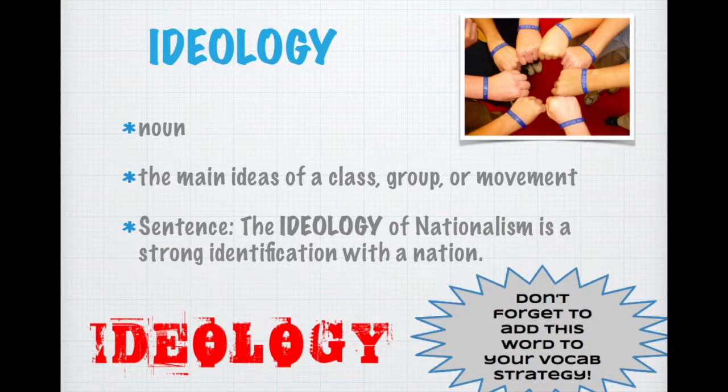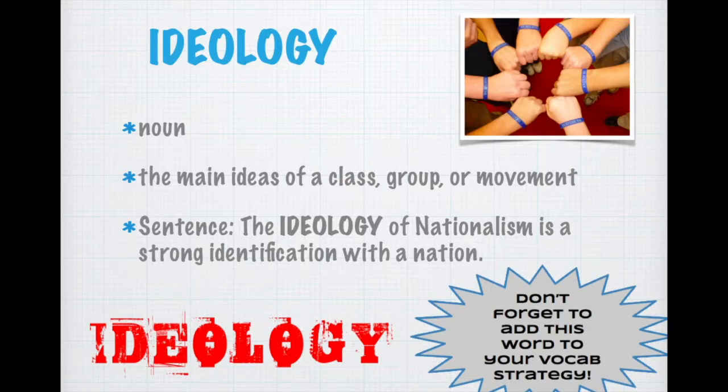The sentence in your book reads, training young people to be prepared in emergencies is an important aspect of Boy Scout and Girl Scout ideology. And in social studies, a lot of times you'll learn about ideologies. Like when you learned about Joseph Stalin, you probably learned about the communism ideology. Don't forget to add this word to your vocab strategy before moving on.